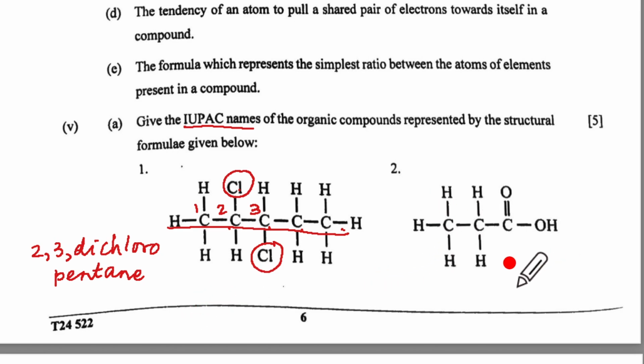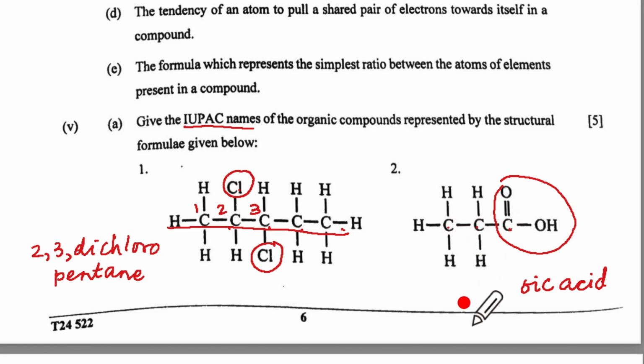Let us look at the second one. Look at the functional group. This is C double bond O single bond OH, which means it is oic acid. This is going to get the functional group as carboxylic acid group, and it will end in oic acid. Let us count the carbons from here. 1, 2, 3. So it is a prop. Single bond means ane. So it is propanoic acid.